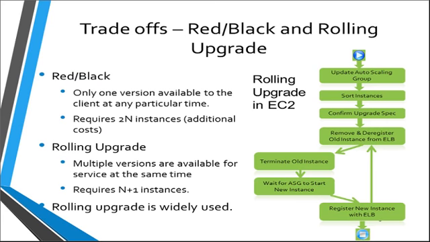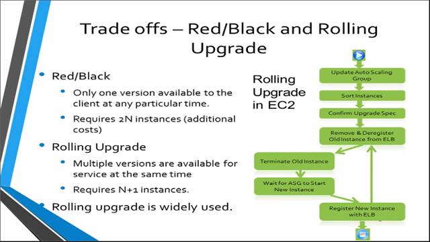So the trade-offs are that if you're using the red-black strategy, then at any point in time from the client's perspective, there's only one version available. But it requires that you have an additional n instances. You have to allocate the n instances, so you actually have two n instances. And if you're upgrading frequently, then this can get complicated and expensive. In any case, there's additional cost associated with the n instances.